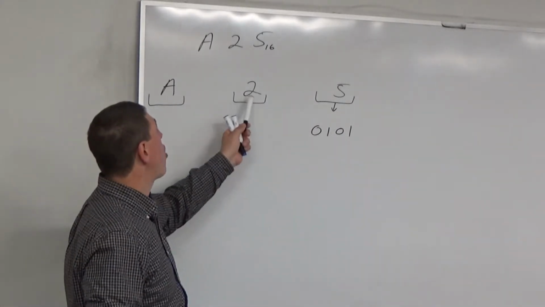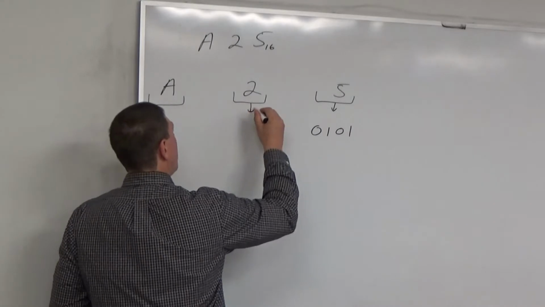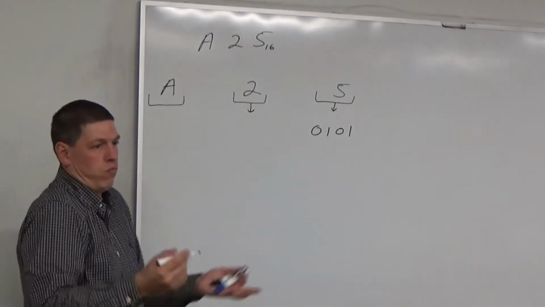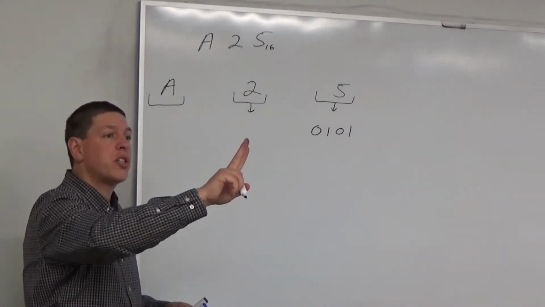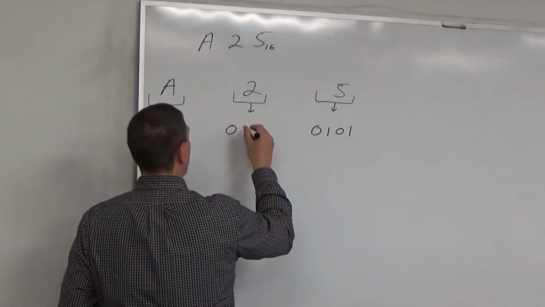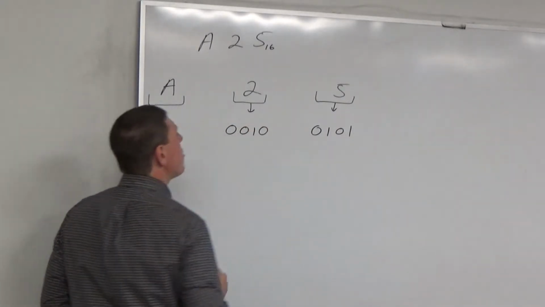What permutation of bits is going to give me 2? 0, 0, 1, 0, right? All we need is the second bit turned on. So 0, 0, 1, 0. Everybody see how that works, guys?